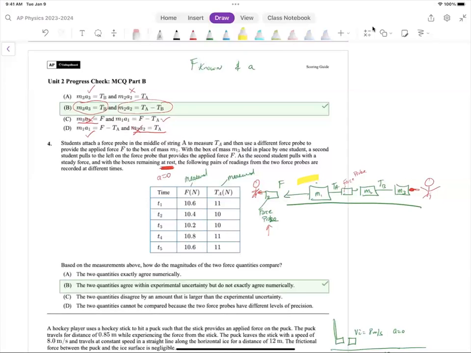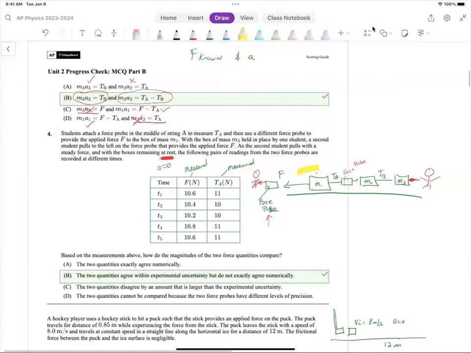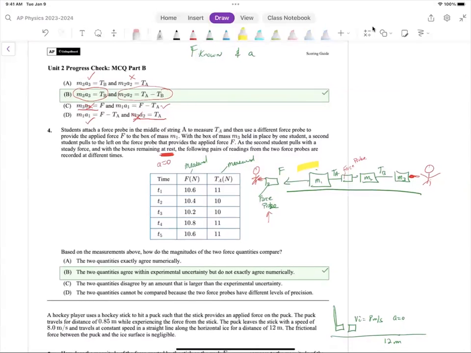So here's all the data: 10.6, 11, 10.4, 10, 10.2, 10, 10.8, 11, 10.6, 11. Yes, I realize that is not perfect, but data is not perfect. Those probes are maybe not calibrated exactly right, or the electrical signals aren't exactly the digital outputs of them scales, or one's older than the other and it's not quite as sensitive. Who knows? A, the two quantities exactly agree numerically.